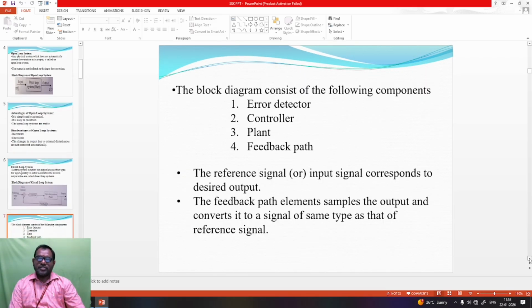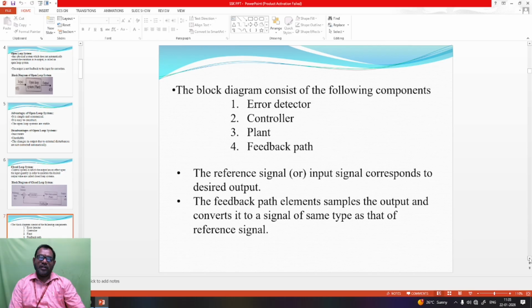The block diagram of the closed loop system consists of the following components. First one error detection, second one controller, third one plant, that is called the open loop system, fourth one feedback path. The reference signal, that is called the input signal, represented by R of t, corresponds to the desired output. The feedback path element samples the output and converts it into a signal of the same type as the reference signal. Here R of t is the reference signal or input signal, which corresponds to the desired output, meaning the constant output we are going to achieve.